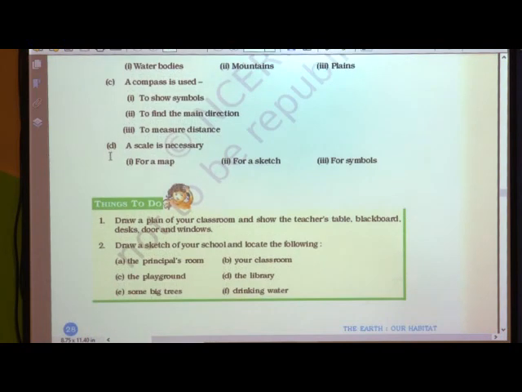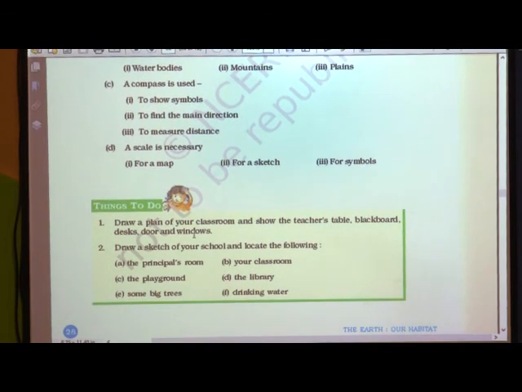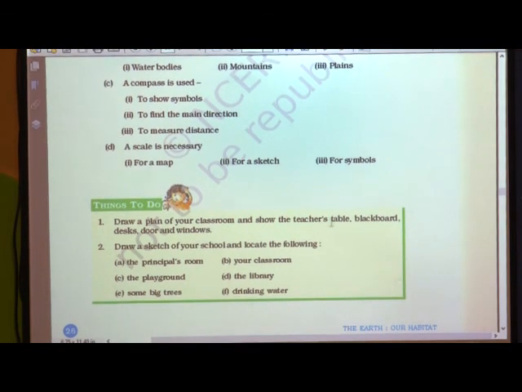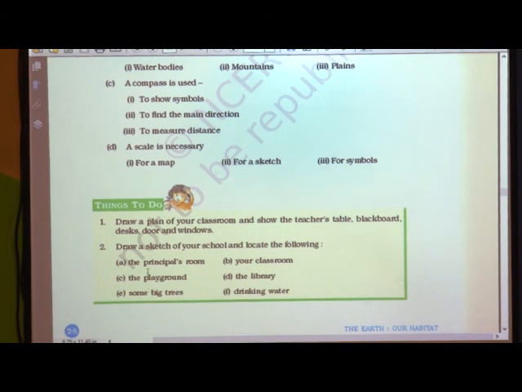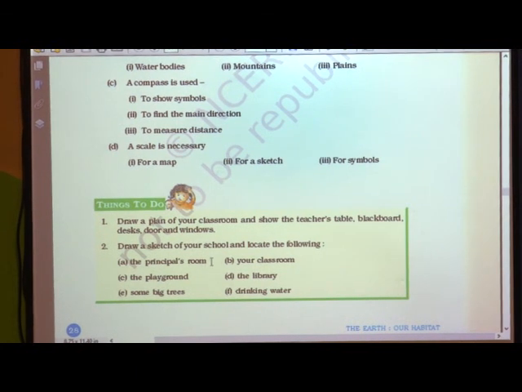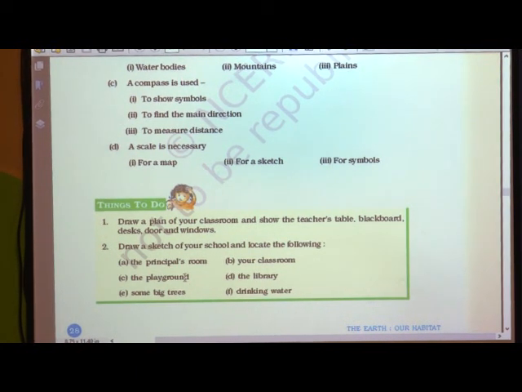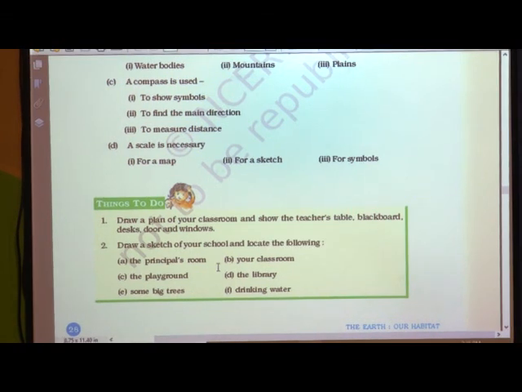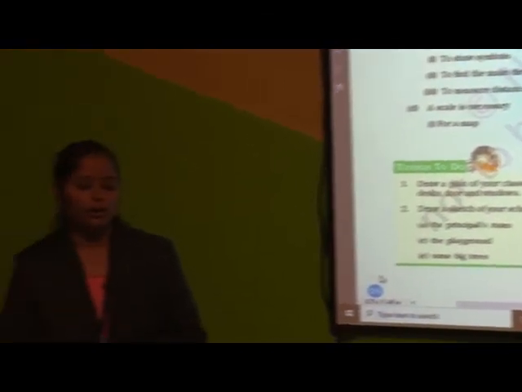Children, at home you can do this homework in your rough book, that is a plan of your classroom, and show the teacher's table, or any one. Draw a sketch of your school and locate the following. The second one is very easy, you can do the second one also. You have to draw your school and locate the following places in your sketch. Okay, I am going to see your sketch also.